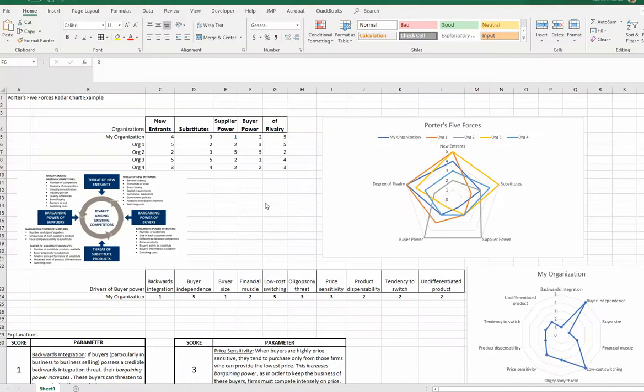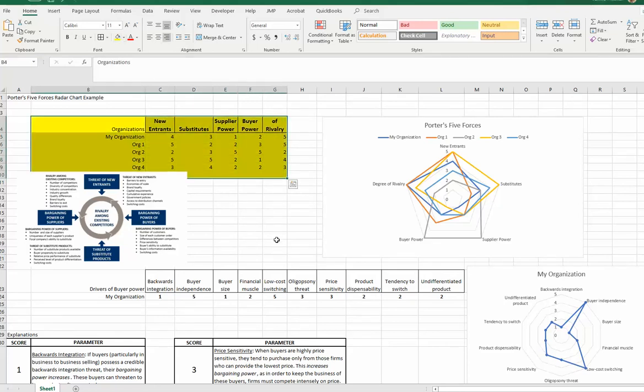And so what I have here in front of you is an Excel sheet, and I'm going to show you a couple things here. In this one right here that I'm highlighting, I'll highlight that in yellow so you can see it. I have taken my organization and looked at it across those 5 components, and then I've compared my organization to 4 other organizations because I basically want to see where I land in this overall Porter's Five Forces. And what I've done is I've created a radar chart.